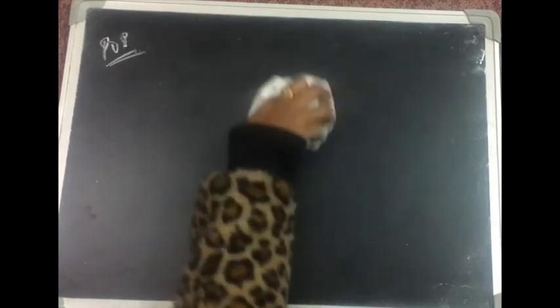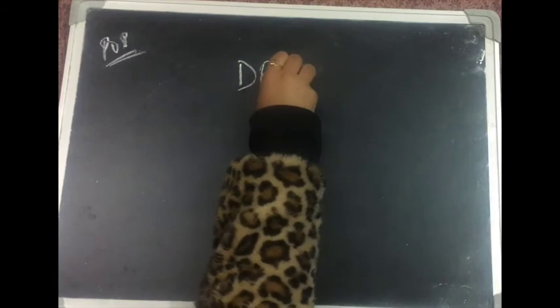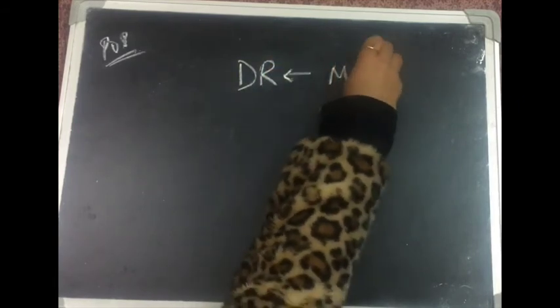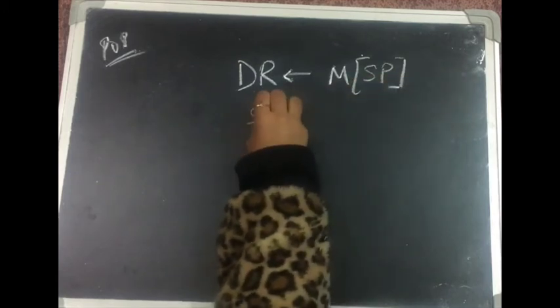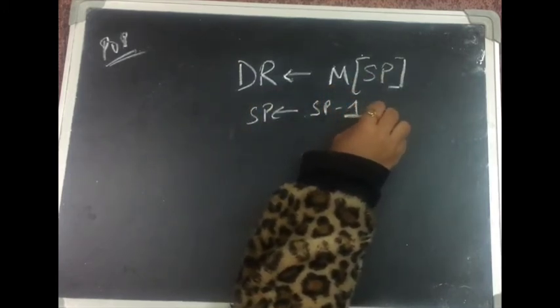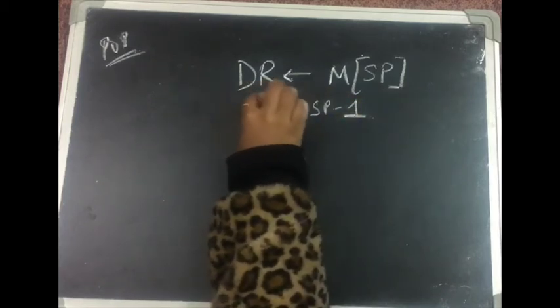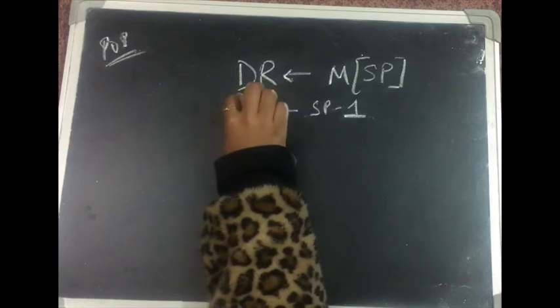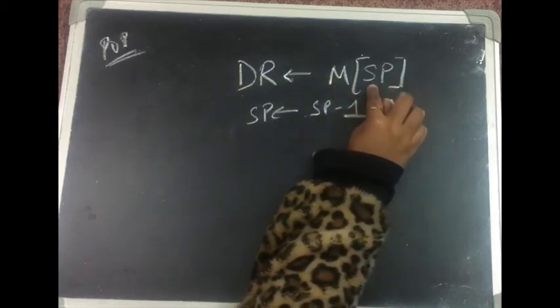So the instructions that take place are that in some data register, we store whatever is present at the stack pointer, and then we say SP is equal to SP minus 1. Here DR is a data register. In it, we have stored the contents of the memory pointed to by the stack pointer.